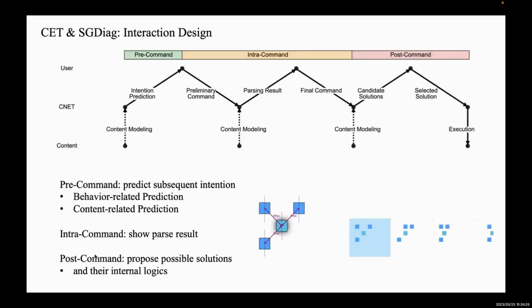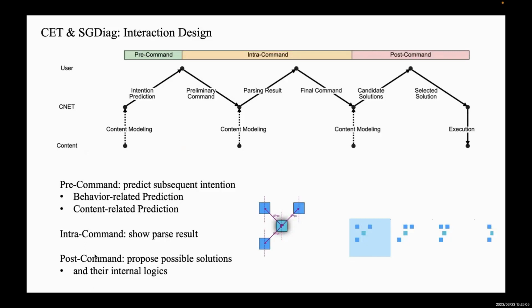Before the user gives the instructions, CET predicts the user's subsequent actions and provides corresponding prompts. We make this prediction based on the user's behavior and the content being edited. During instruction input, CET displays real-time understanding results of the instruction and supports manual modification by the user. After the user gives the instruction, CET proposes multiple possible solutions. To help the user better understand, we also show the internal logic of these solutions simultaneously.